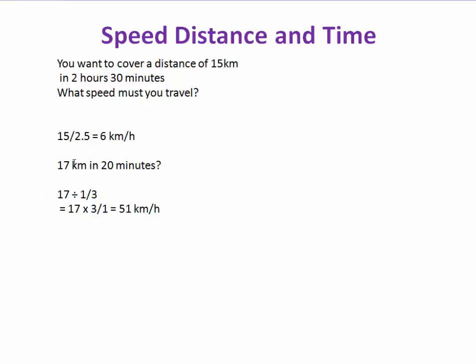If we want to cover a distance of 17 kilometers in 20 minutes, so that'd be 17 divided by 1.3. 20 minutes, remember, is a third of an hour. So sorry, divide by 1/3. Okay, so we can do it that way. We can divide by a third, or if we want to get the reciprocal of that, multiply by 3. Which is 51 kilometers per hour. Okay, so remember, dividing by a fraction is the same as multiplying by its reciprocal.